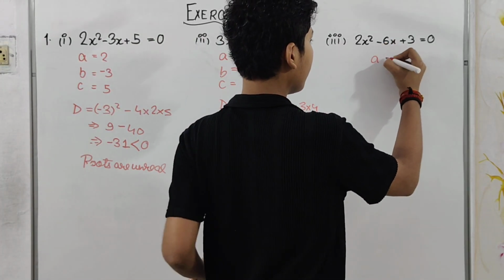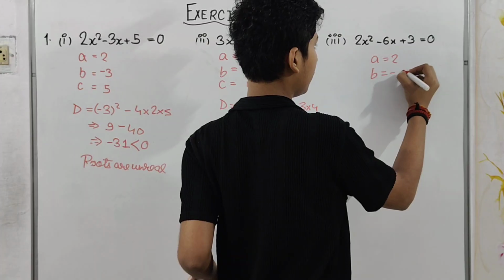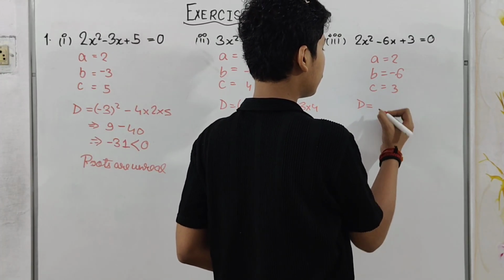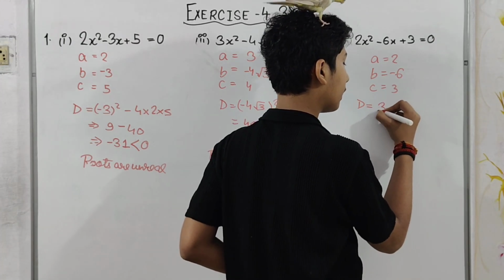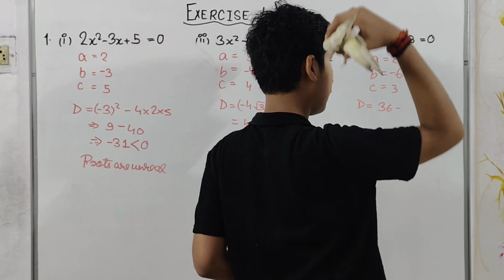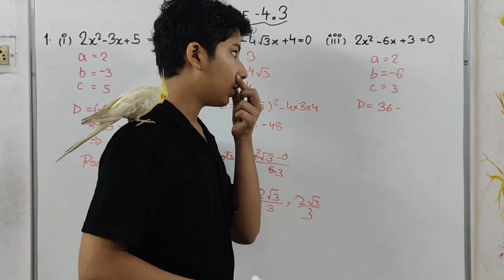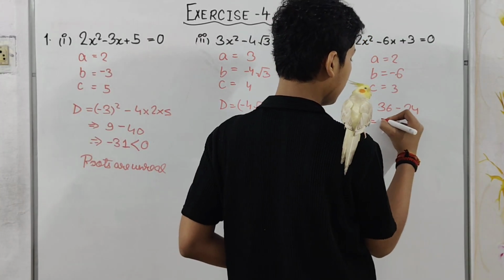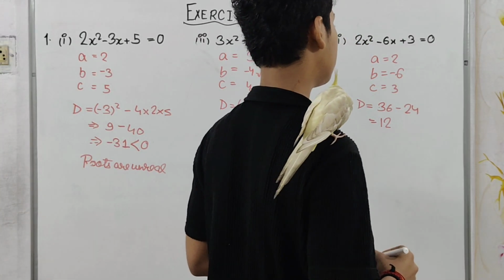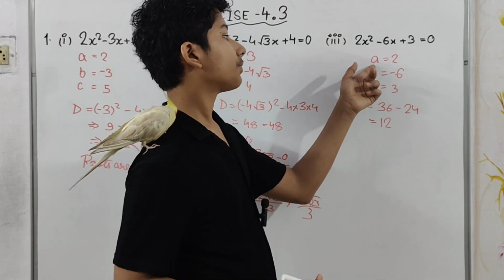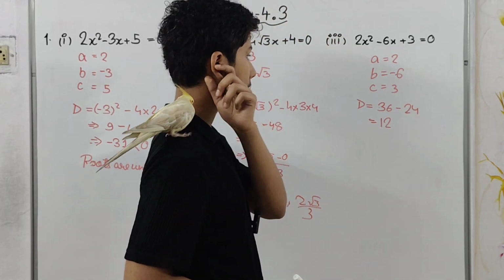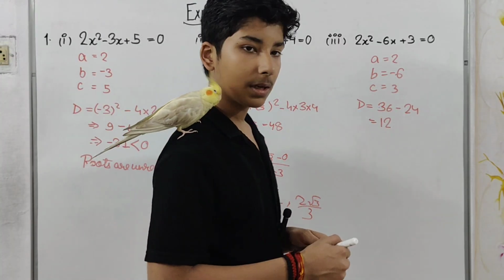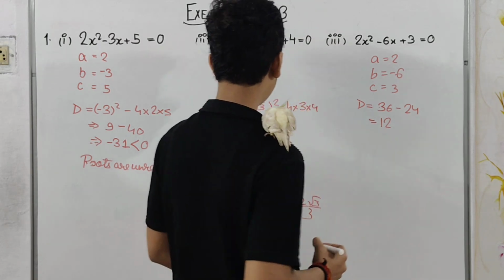Now here a equals 2, b equals minus 6, c equals 3. So D equals b square, meaning 6 square is 36, minus 4ac. 4 times 3 is 12, 12 times 2 is 24. So yes, D is 12. Okay, let's see once again. a equals 2, 2 times 3 is 6. 4ac, 6 times 4 is 24. Now minus 6 square is 36. So yes, our D value is coming correct.